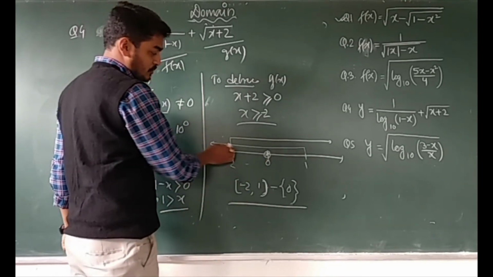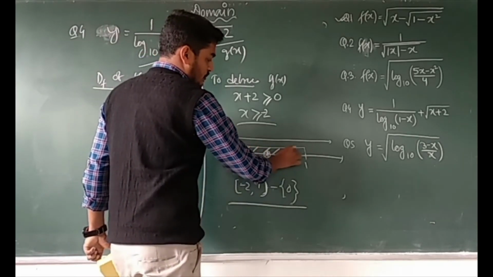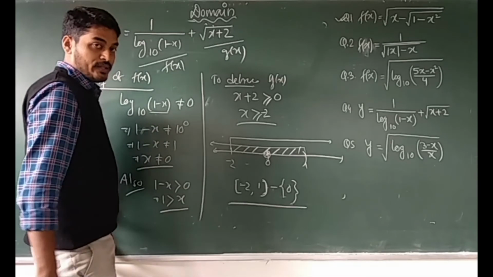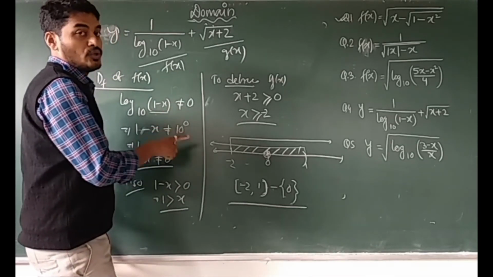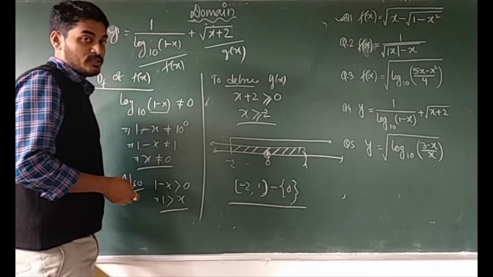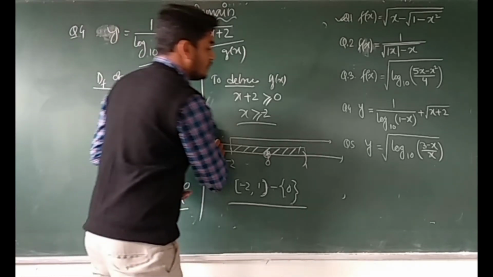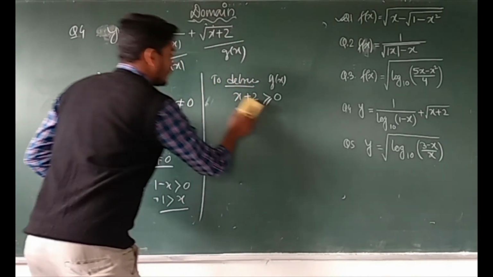But what is the intersection portion? This portion is the intersection portion. But 1 is open. Minus 2 comma 1 open interval, and 0 should not be considered. So that's why this is the domain of this function. Is it clear? So in this way we have to find out the domain of this function.